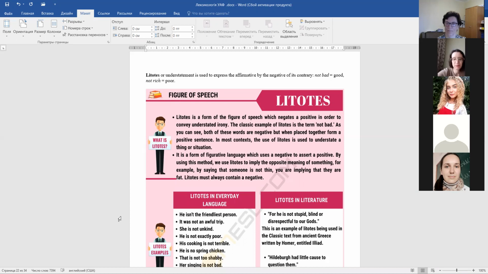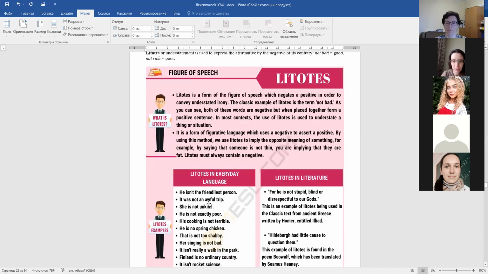In most contexts, litotes is used to understate a thing or situation. It's a form of figurative language which uses a negative to assert a positive. By using this method, we imply the opposite meaning of something. For example, by saying that someone is not thin, you are implying that they are fat. Litotes must always contain a negative. Okay, so litotes or understatement are very peculiar to the English language, when you don't want to offend a person or when you want to show your sarcasm.